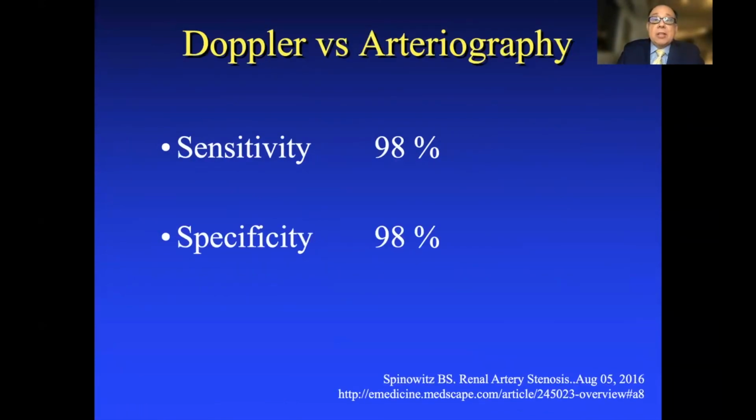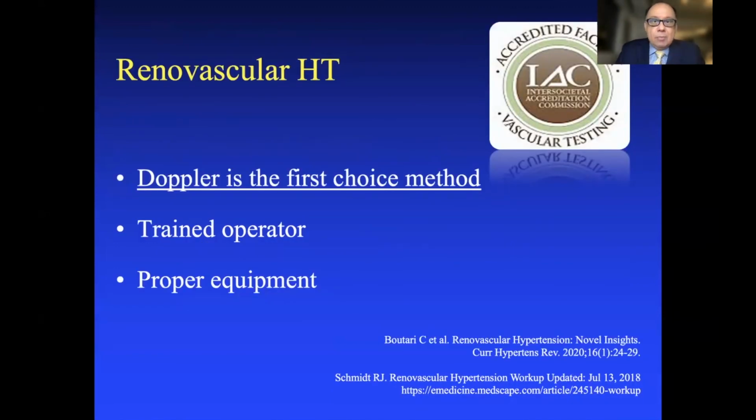Doppler versus arteriography has a sensitivity of 98% and also a specificity of 98%. So it is a very good method. With no doubt, Doppler is the first choice method for the assessment of renovascular hypertension, but it's necessary to have a trained operator and proper equipment.